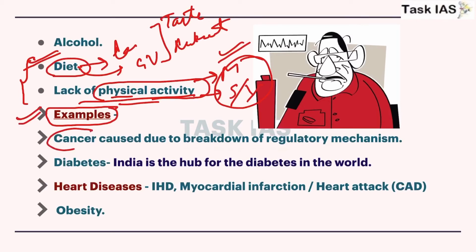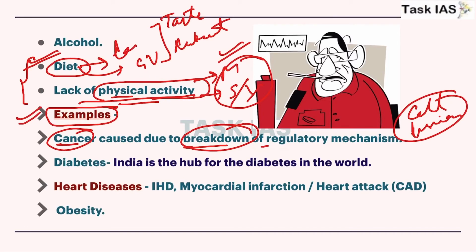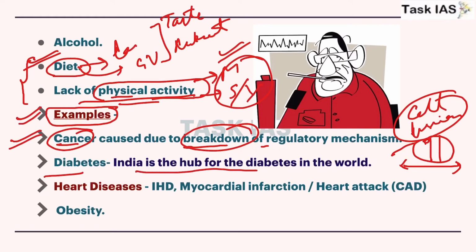Now, some examples of non-communicable disease. Firstly, cancer, and this is because of irregularity in the breakdown of cells, or irregularity in the cell division mechanism, where every cell of our body is growing and then going through a dividing stage. If this cycle of cell growth becomes unsustainable, then cancer will happen. Now diabetes. India is the hub of diabetes in the world because there is less focus on maintaining the taste as well as nutrient aspect in your diet.